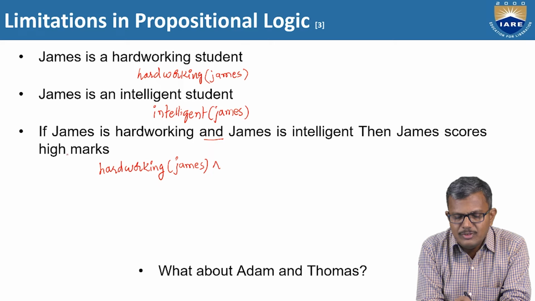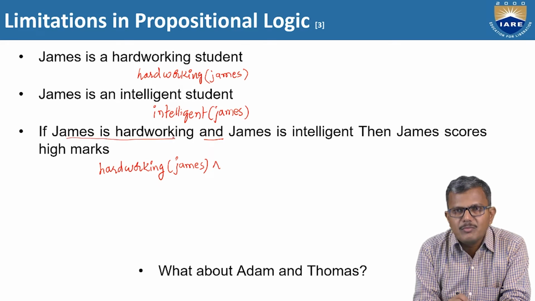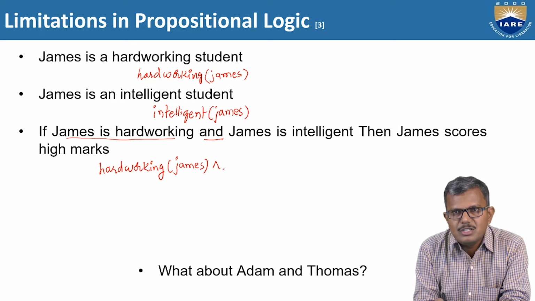So the first one means James is hardworking. By saying James is hardworking, I am representing it like this: hardworking James, and a conjunction symbol. And here one more sentence is also there, which is James is intelligent. So in this case, I will write like this: intelligent.